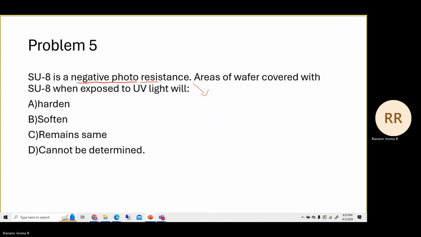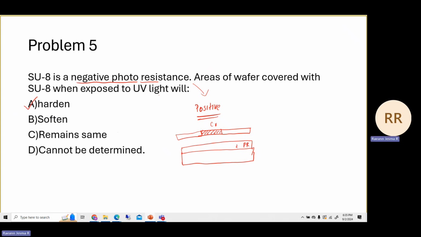Okay. So the correct answer is option A, harden. Okay. So what happens is in the case of a positive photoresist, let's say we are having a pattern like this. This region is chrome. We are having a mask, and this region is transparent, this region is opaque, and we are having our sample which is coated with photoresist. And this is positive photoresist.